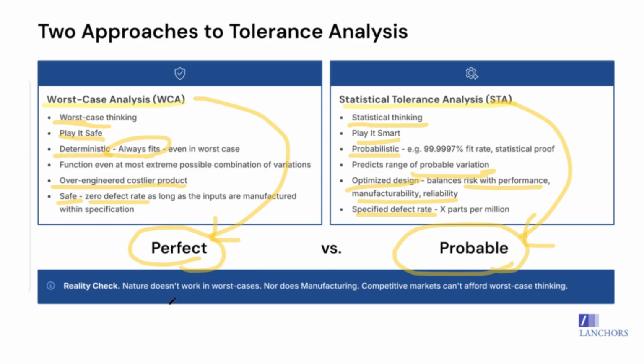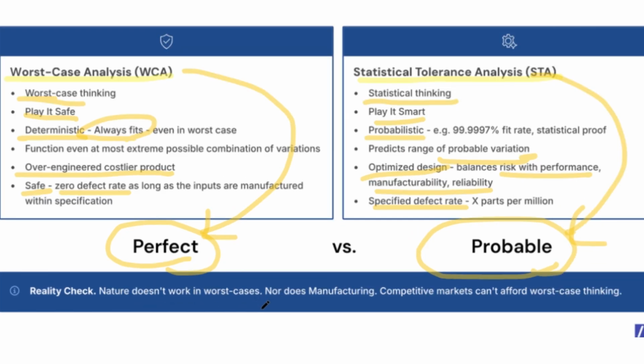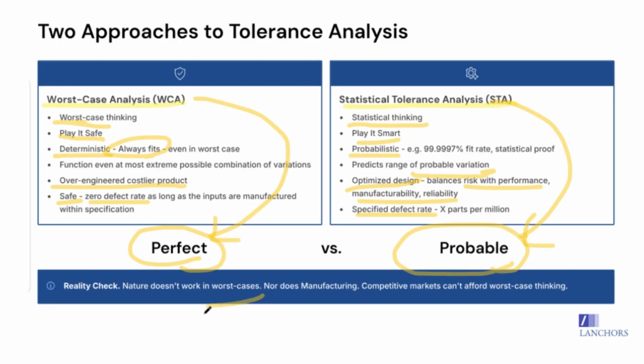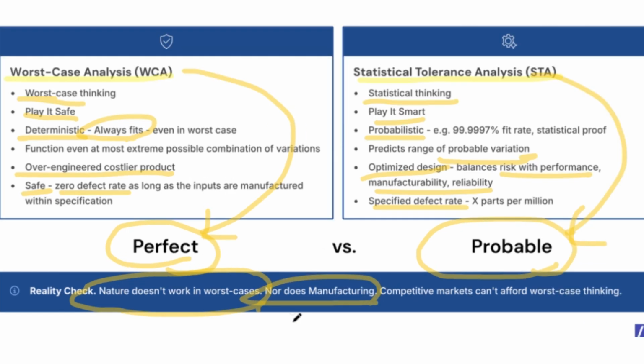Statistical method also gives you a specified defect rate. For example, you can say 3.7 parts per million is the expected defect rate. So two approaches, perfect versus probable. The reality, as mentioned, is that nature doesn't work in worst case, nor does manufacturing. And competitive markets can't afford worst case thinking all the time. So that's the whole picture.